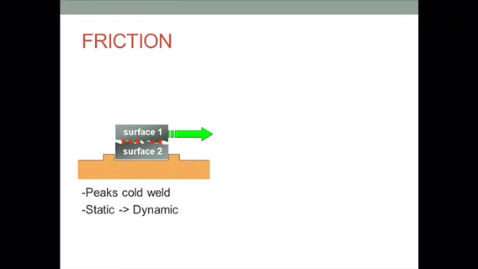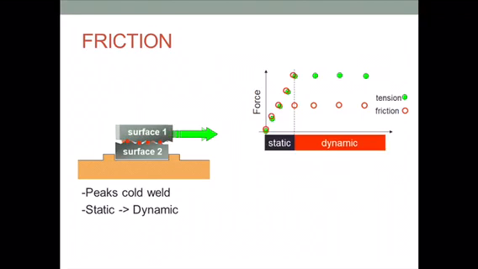If you apply enough force to surface 1, the static friction force will reach its maximum. And after exceeding that maximum value of static friction, if your tension is above that value, surface 1 will move and there will be fewer peaks that cold weld. Now let's look at the graph to understand this a little better.